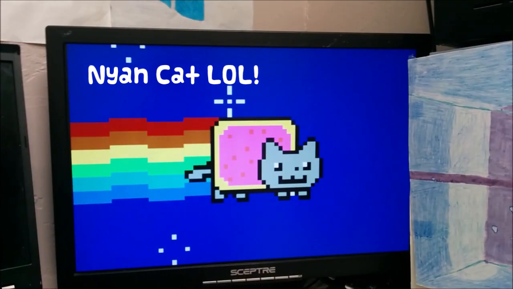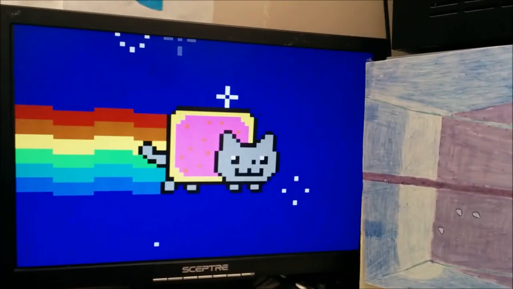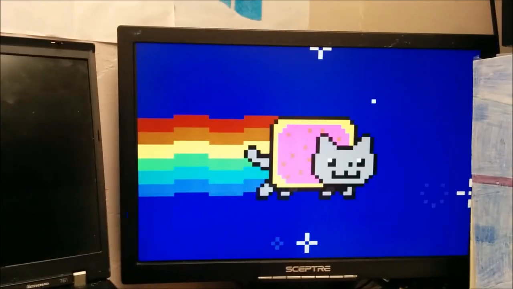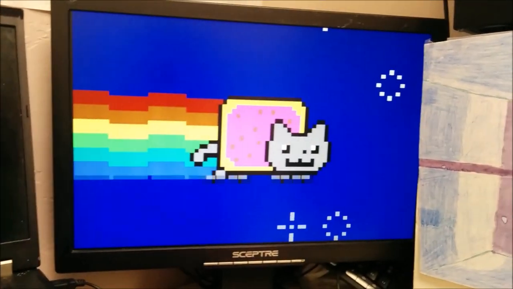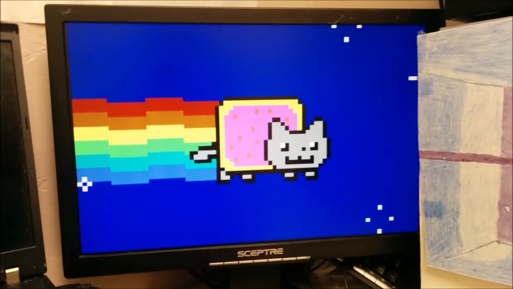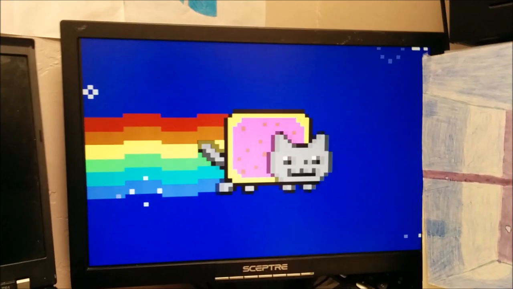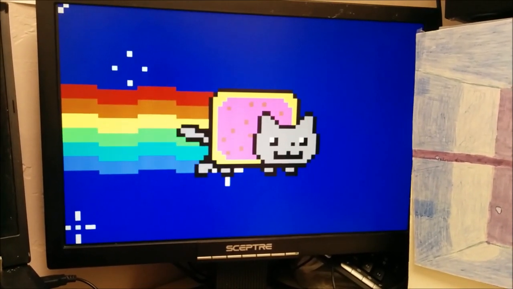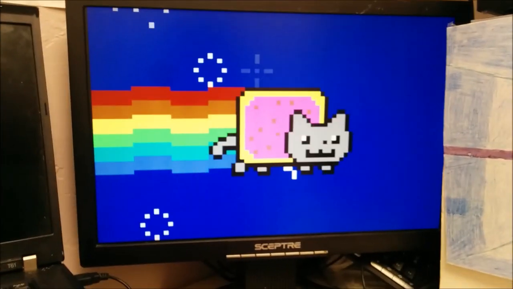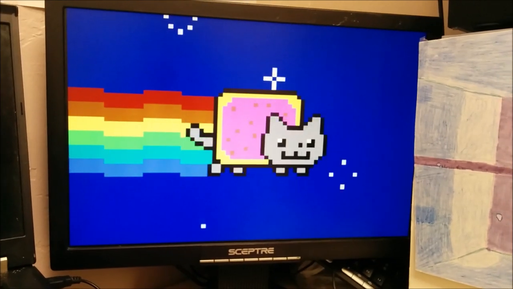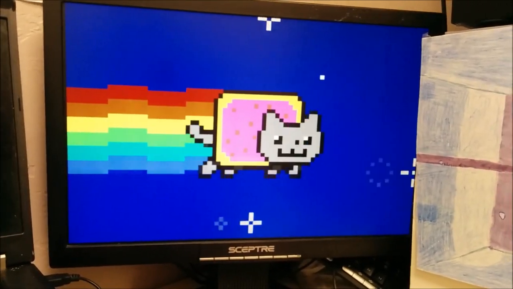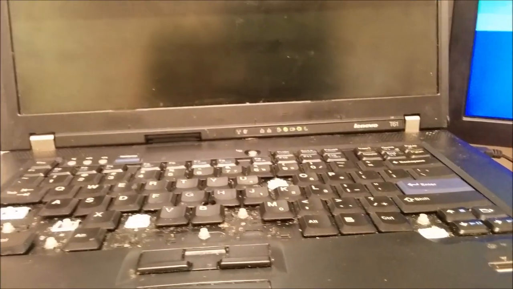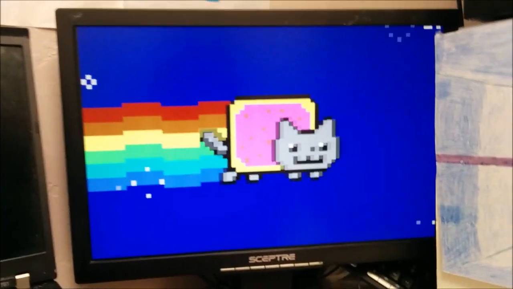Yes! Yes! Oh! Guys, the computer is destroyed. I ran the Memz Trojan, guys, on a computer. Legit. Ran Memz, and now there's a Nyan Cat.